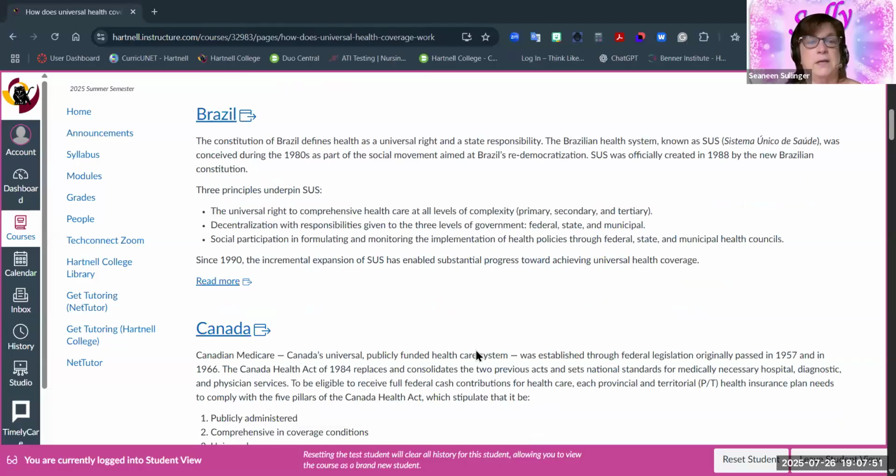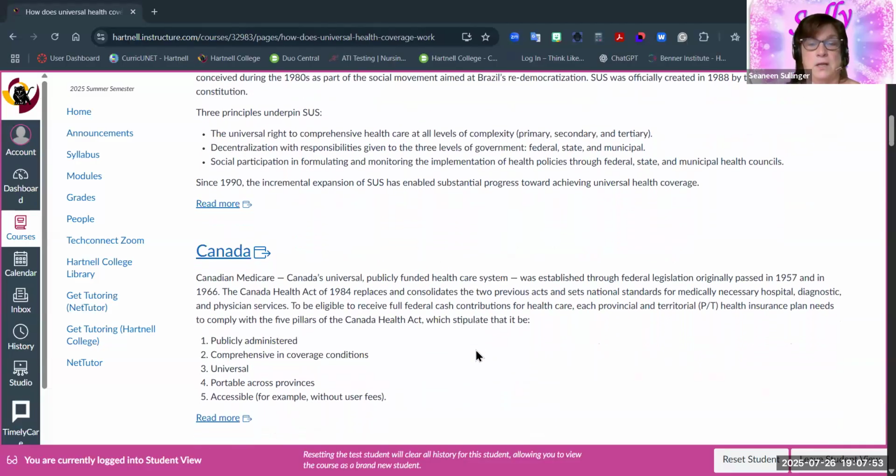There we go. Canada. So we talk about Canada's healthcare system a lot. Do we want to be like Canada? It is a universal publicly funded healthcare system, funded through federal legislation in 1957. So that's a long time. And again in 66. It looks like the Canadian Health Act of 1984 replaces those. So it sounds like it's getting updated and updated as times change, which is probably a good thing.